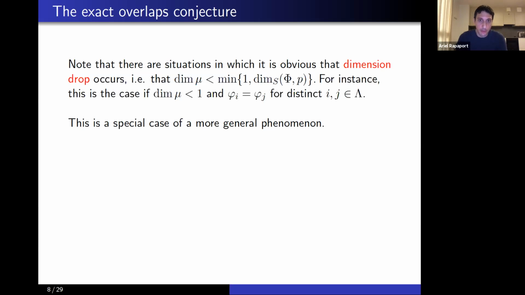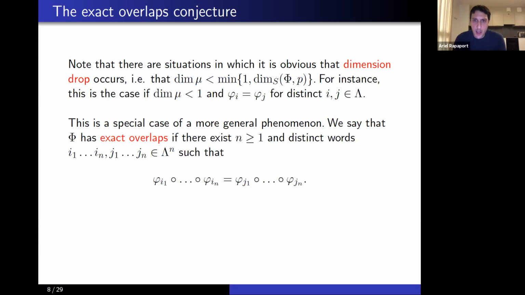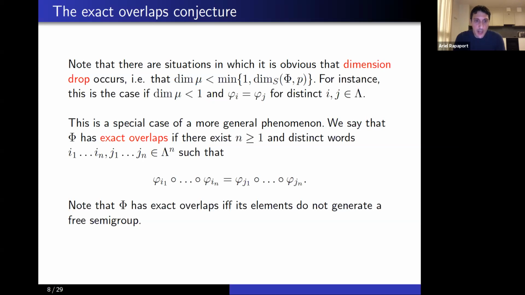And this is a special example of a more general phenomenon that can lead to a dimension drop that I will now describe. We say that the IFS phi has exact overlaps if there exists a positive integer n and distinct n-words i1 up to in and j1 up to jn in lambda to the power n, such that the corresponding compositions of maps from the IFS are equal. It's not hard to see that this is equivalent to saying that the maps in the IFS phi do not generate a free semigroup with respect to composition, by which I mean that there are two distinct words over lambda for which the corresponding compositions are equal.